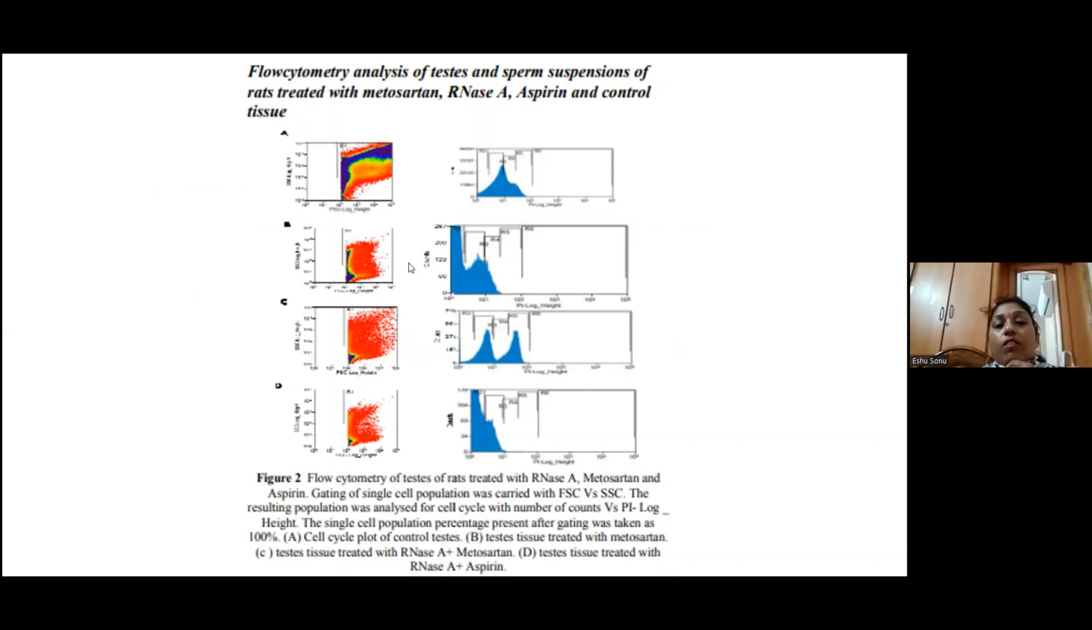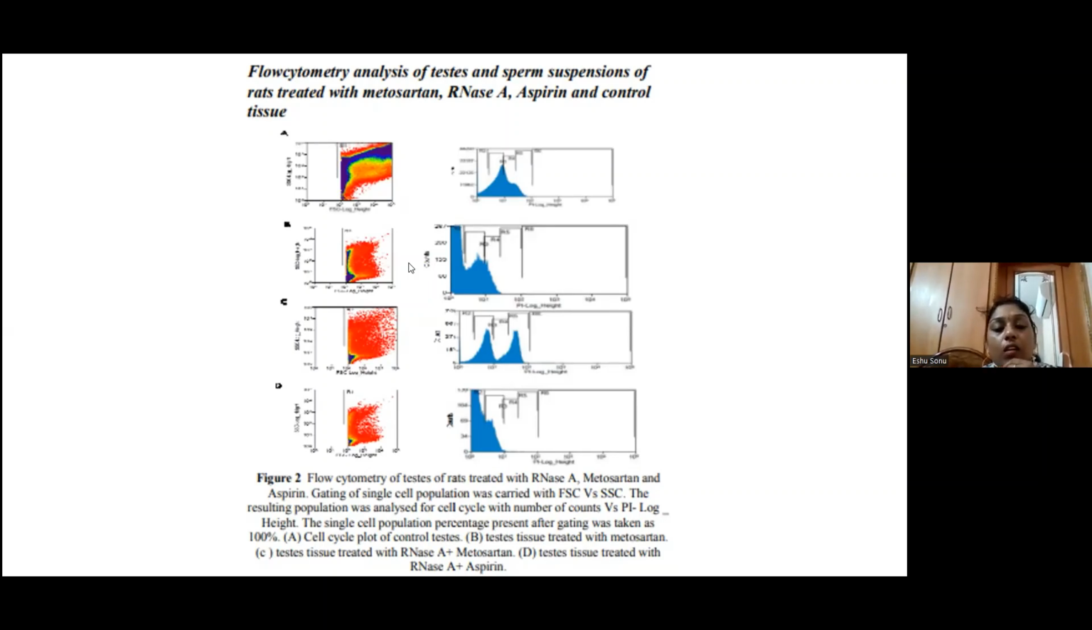Next, these are the flow cytometry results, where A is the control, B is the testis treated with metosartan, C is RNase plus metosartan, and D is RNase plus aspirin. So there are 4 blocks. In the control, you can see there is a larger population in the S phase, that is, maybe doubling. And you can see in the metosartan treated group, at the edge there is fluorescence, which indicates apoptosis.